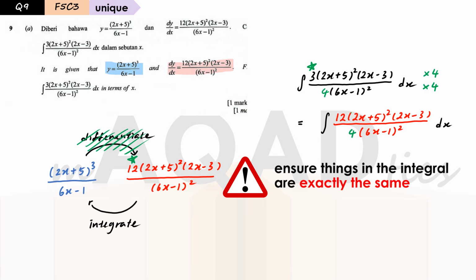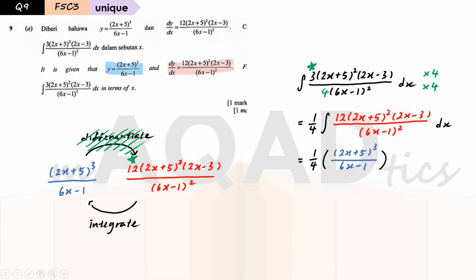So instead, I'm going to move the 4 out of the integral. So here would be a 4, which is also 1 over 4. And since the expression in the integral is exactly the same here, once we integrate, it would change to this result. It would be the integrated result here. And then we just multiply 1 over 4 inside to get the final answer.